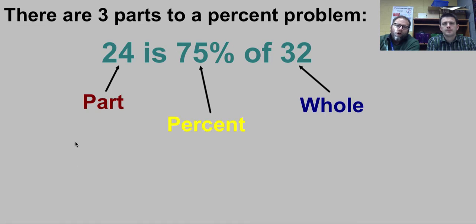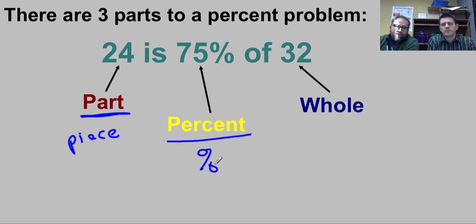Hey, so here we go. When we're diagramming these types of problems, you've got three parts. There are always three parts to a percent problem. First, we have the part. So that is a piece of the whole that we'll find out at the end. And the part is then some percent of a whole. There's our percent. And then they give us the whole here, and that's of something. So 24 is 75% of that whole, which is 32. All right, so those are our three pieces, or three parts.